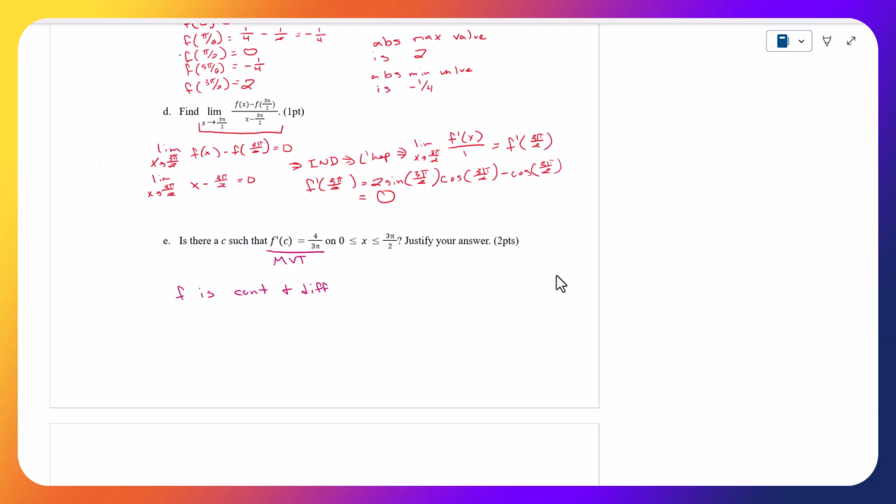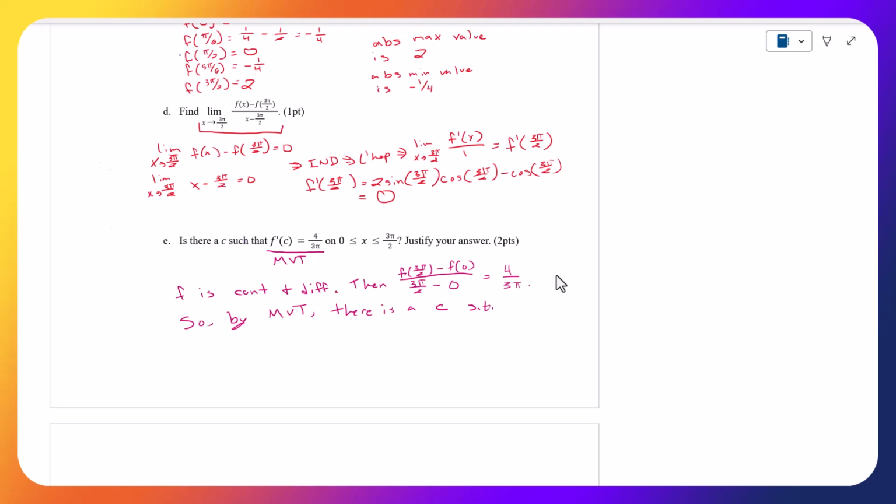then f of 3 pi over 2 minus f of 0 over 3 pi over 2 minus 0 equals, I'm going to just do the mental math. You can work it out on your own. It gives you 4 over 3 pi. So by MVT, there is a C such that, oh, sorry, I should refresh it. You can't see what I'm writing.